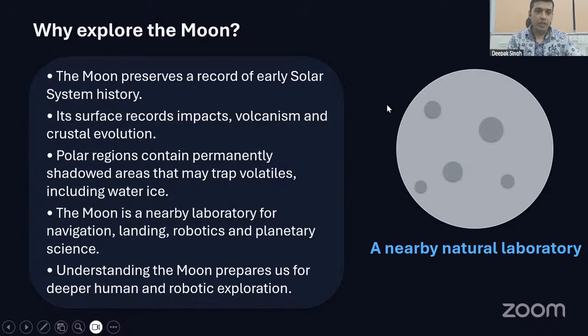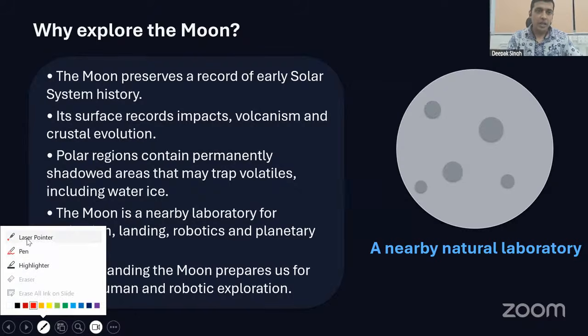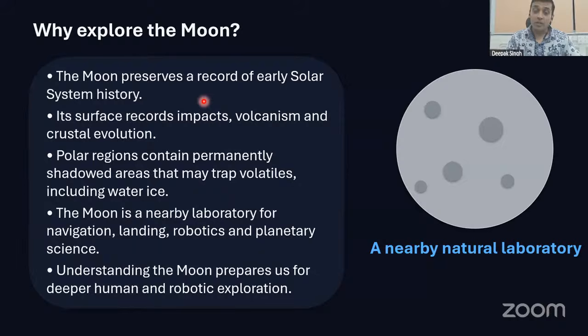So that is a very good natural laboratory we have. And as you can see, I have listed a few things here. We can learn about early solar system history, because the Moon doesn't have any oceans, no atmosphere, and not much activity is happening, no earthquake-like things; moonquakes we don't get. Because of that, it is preserved for millions of years, or I should say billions of years now. So it's a very good, pristine object very close to us, and we can study the history of our solar system. It has recorded impacts, volcanism, and crustal evolution. Crustal means the upper crust layer.